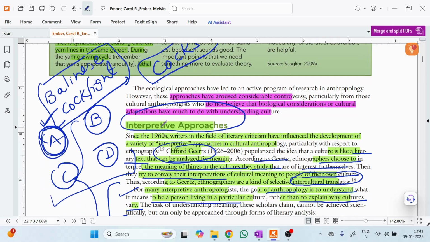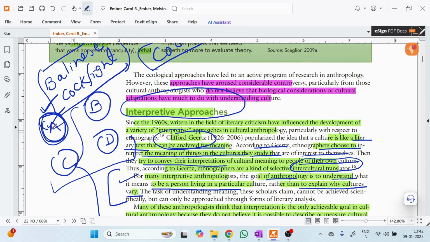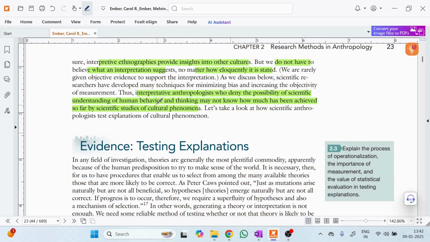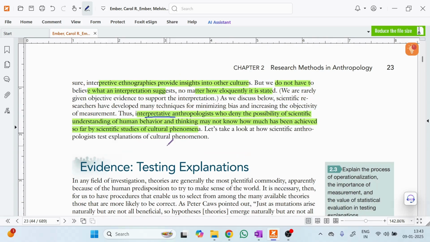So herein, the interpretive approach picks up a society and interprets its various tools and traits. But when it is asked about interpreting the variations among all the cultures, this is stubbornly refuted, according to which it is better to study a particular culture rather than studying the variations which exist between these cultures. And they think that interpretation is the only achievable goal in cultural anthropology because they do not believe it is possible to describe or measure cultural phenomena in an objective, unbiased way. This is their postulate.